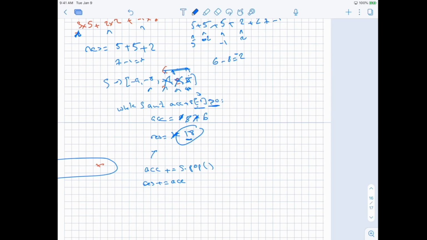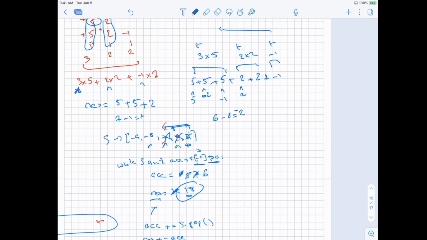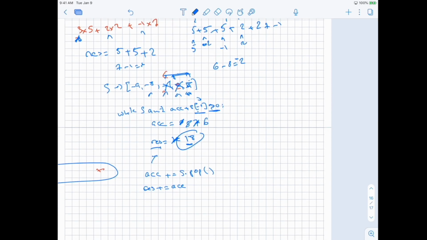Yeah, that's pretty much it. And the result is going to end up being the entire sum. And that's pretty much it for this solution, right? So let's implement it and make sure it passes our test cases.